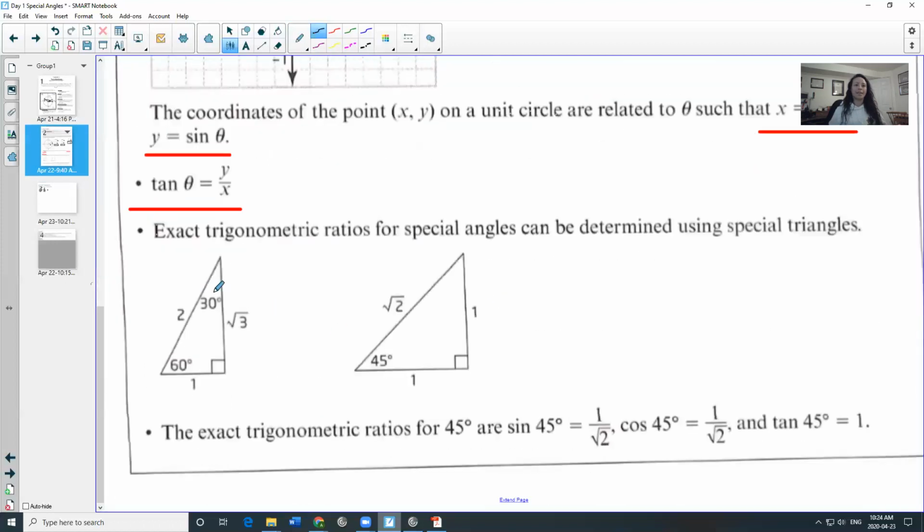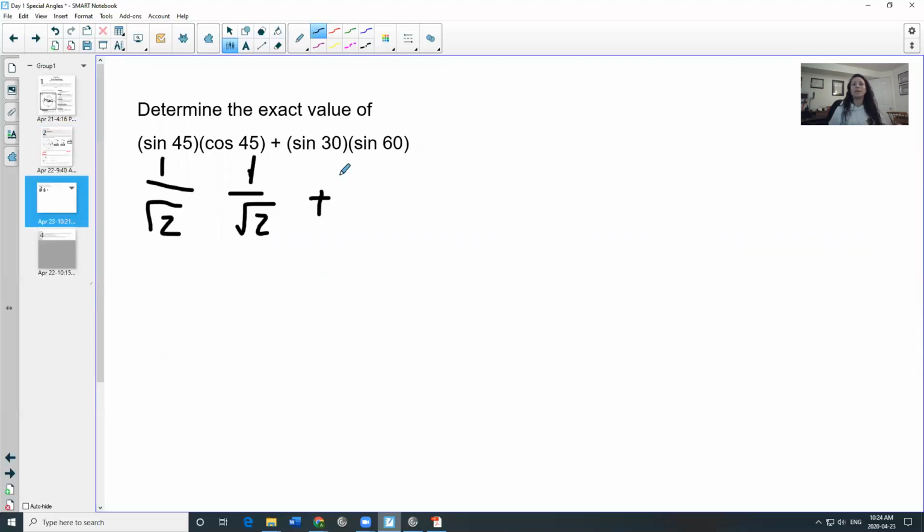Sine 30, okay, here's the 30 degree, boom. Opposite over hypotenuse. So sine of 30 is going to be 1 over 2. And then sine 60, again, now I'm looking at this angle, opposite over hypotenuse, root 3 over 2. So let's come back over here. Sine 30 was 1 over 2, and sine 60 was root 3 over 2.